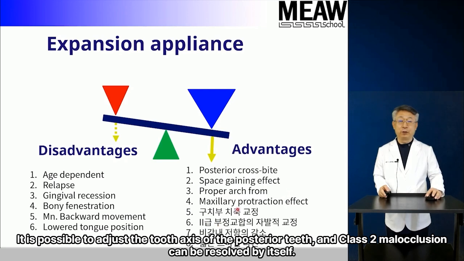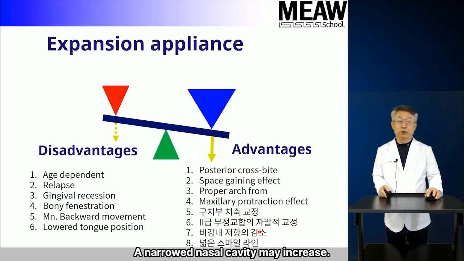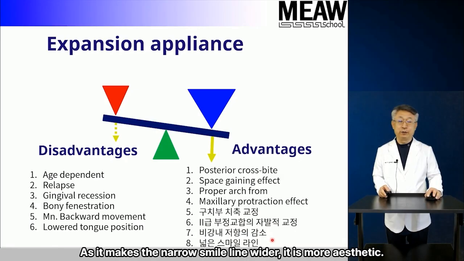It is possible to adjust the tooth axis of the posterior teeth, and Class 2 malocclusion can be resolved by itself. A narrowed nasal cavity may increase. As it makes the narrow smile line wider, it is more aesthetic.